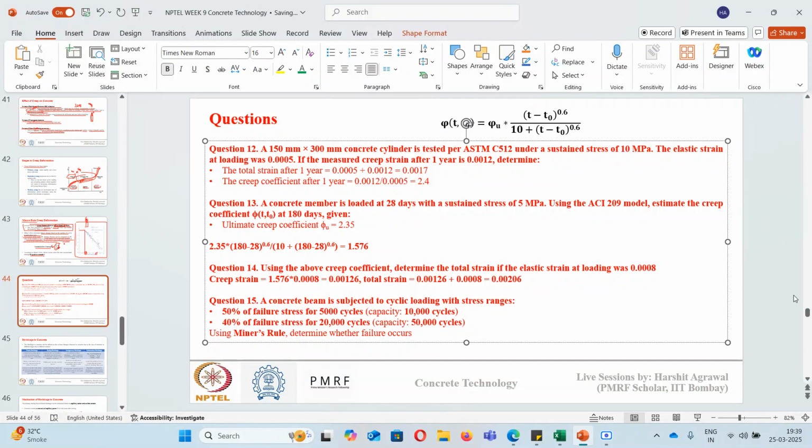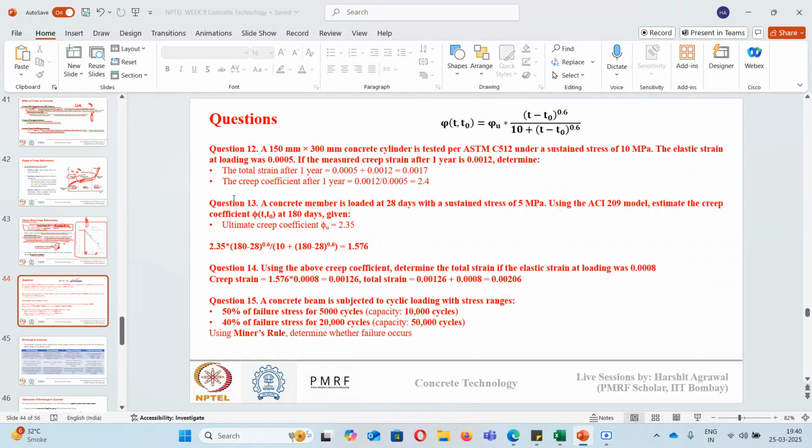0.00206. Okay, so this will be my total strain in the system. So knowing the creep strain, you can calculate the total strain if you know the elastic strain. Now, question number 15. A concrete beam is subjected to cyclic loading with stress ranges.